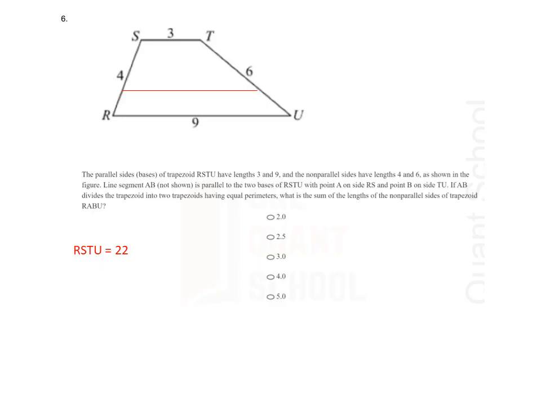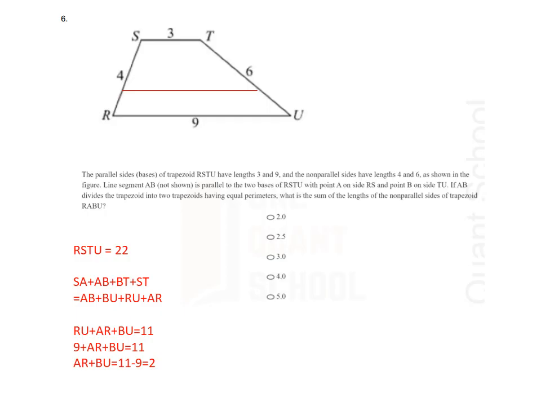Yes, so RST equal to 22, that is a perimeter. Now AC plus AB plus BT plus ST, that is one trapezoid, should be equal to AV plus BU plus RU plus AR, that is another trapezoid. So the line AB bisects the trapezoid into two trapezoids. Okay, and we are assuming that both are equal.